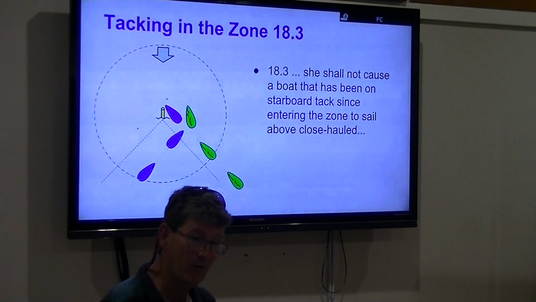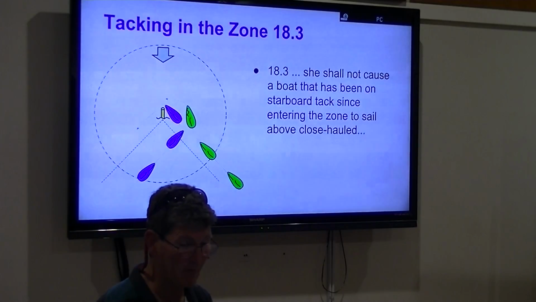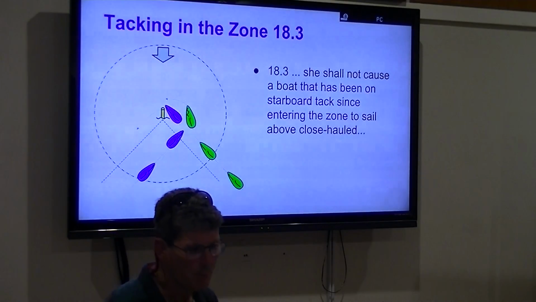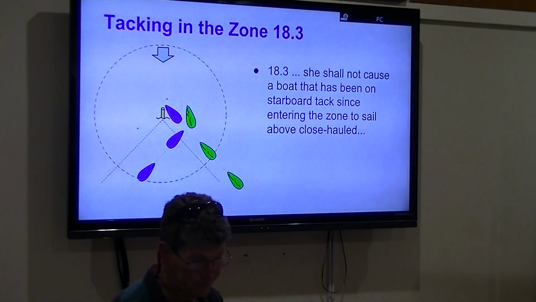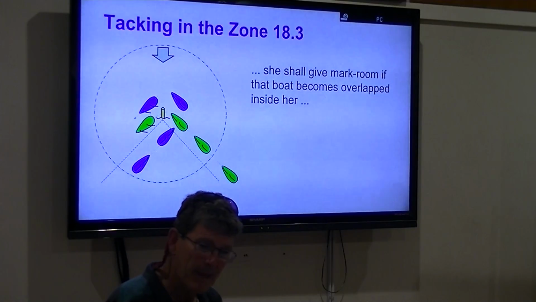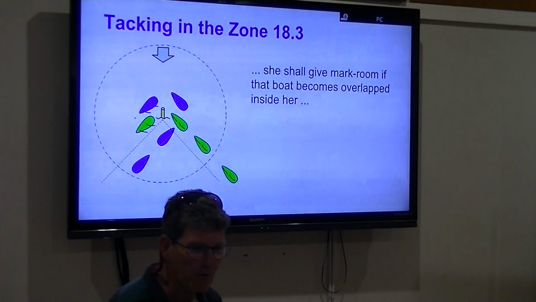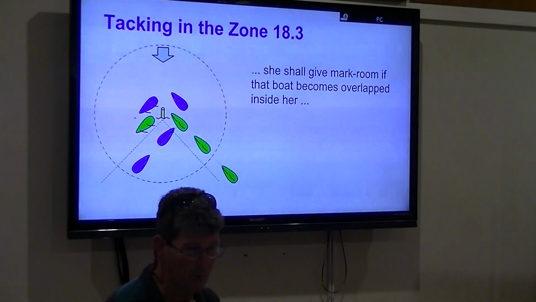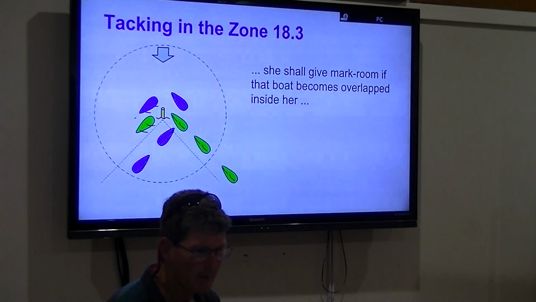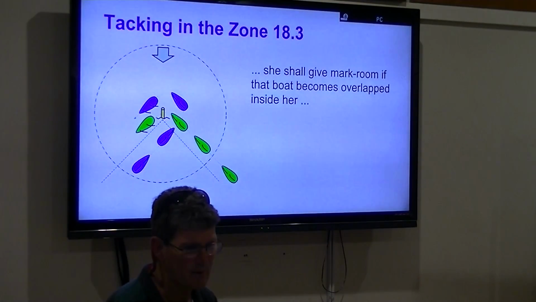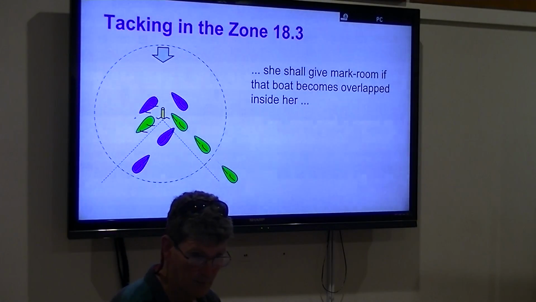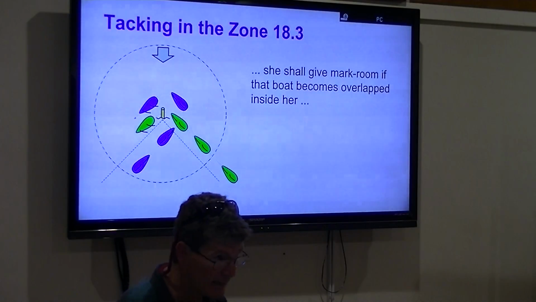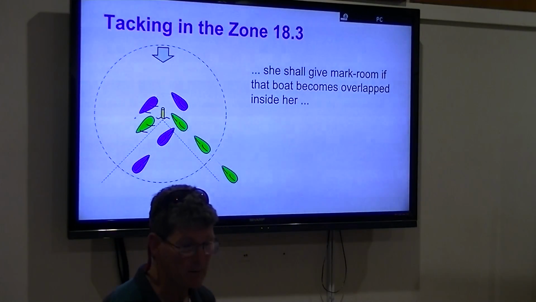Now that used to apply on starboard roundings as well, which made starboard roundings even tougher. Because here, blue's got a world of pain anyway, because it's a port-starboard situation. 18.3 also says she shall give mark room if the boat becomes overlapped inside her. So if blue somehow got across green and then tacked, and blue's going slowly because she tacked, green catches up, then blue has to give mark room to green. So that's a case where a late established overlap has to be respected.